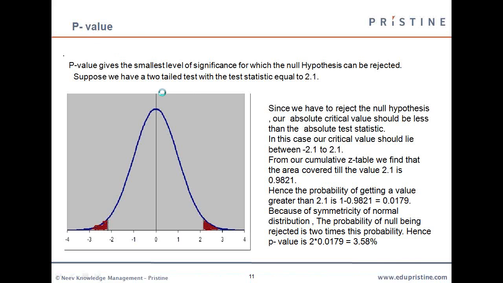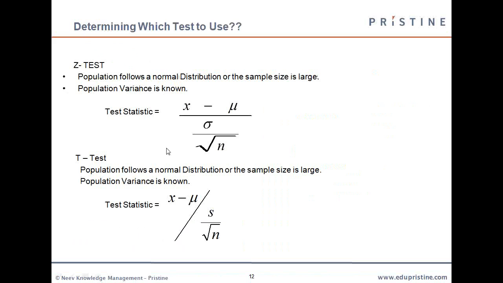So now we'll move forward. When to use the Z-test? We'll use the Z-test when the population follows a normal distribution or the sample size is very large. As I already told you, if the sample size is very large, we can use the Z-test, and if the population variance is known.